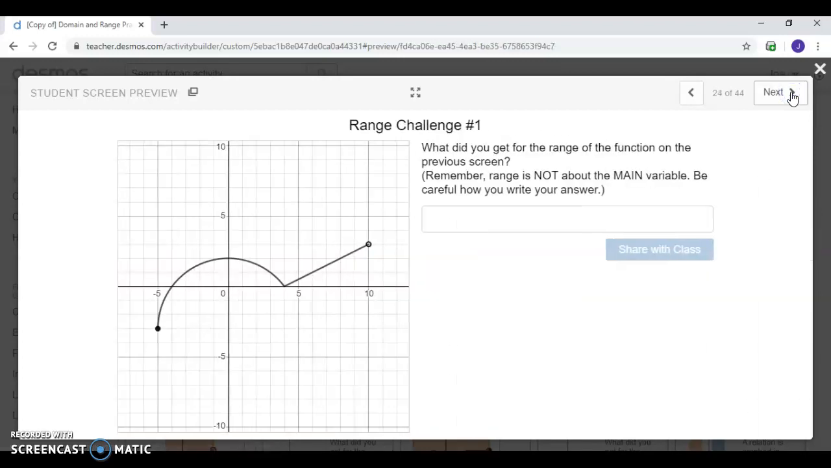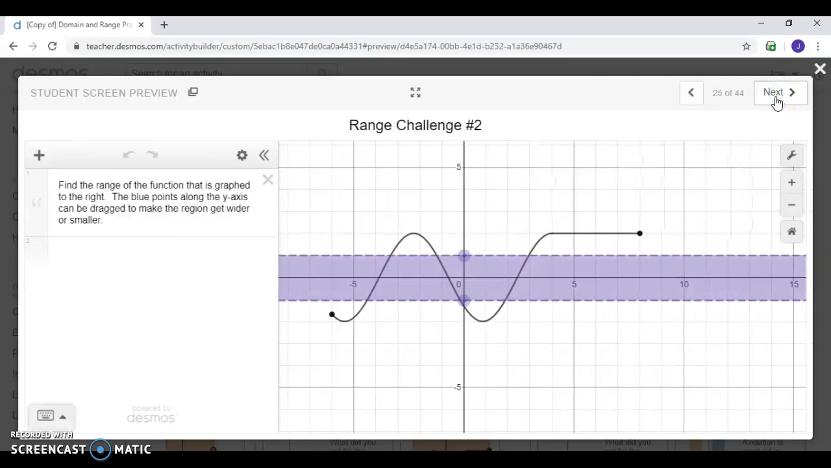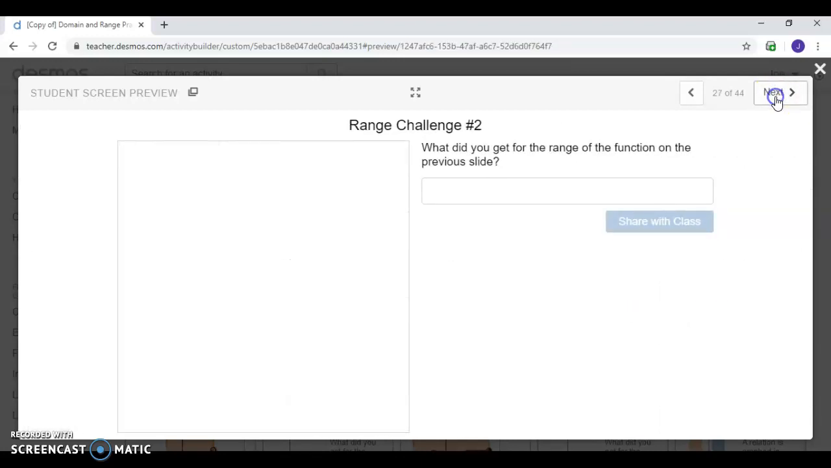And so then they begin writing this, and I've given them a little hint there that range does not pertain to the main variable. And so that's a hint that they should be using y now in their range instead of using x. And so just several problems like this again.